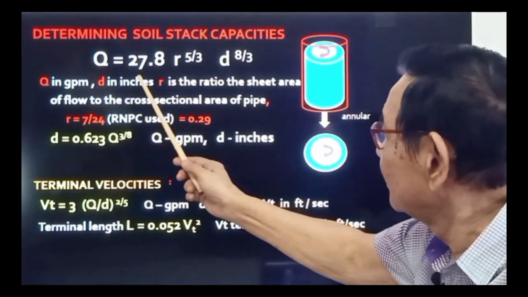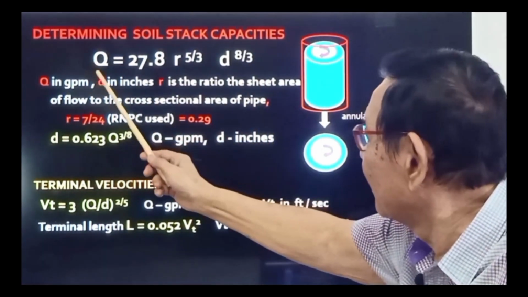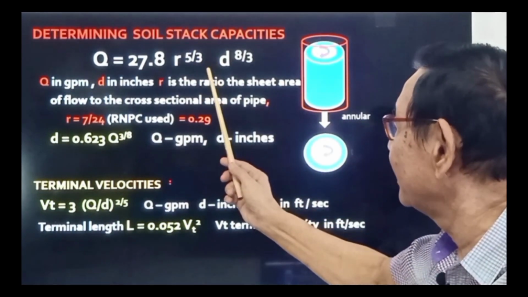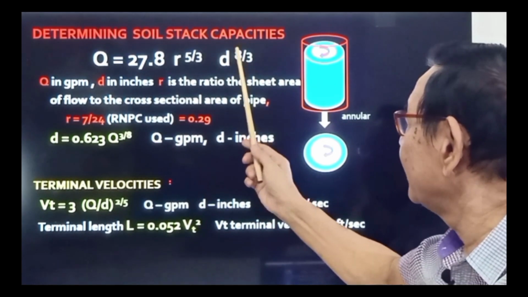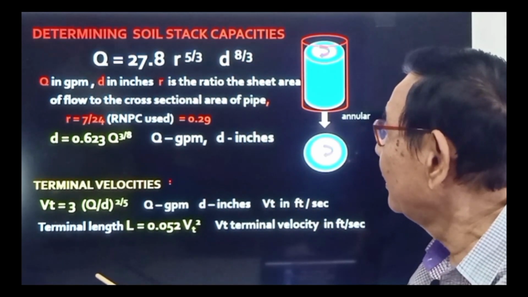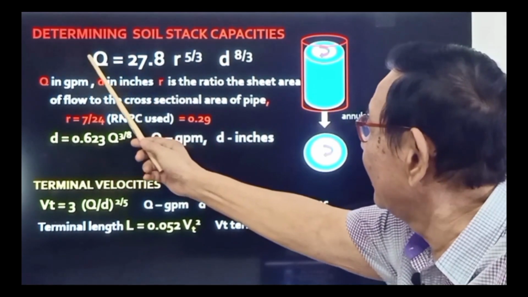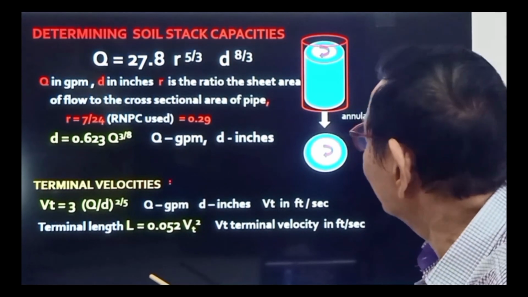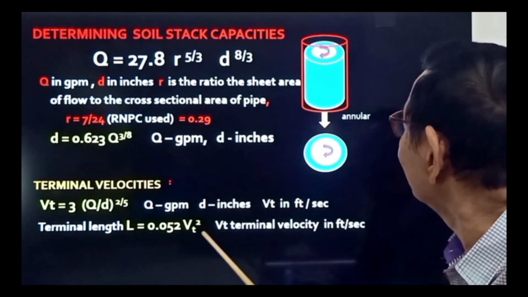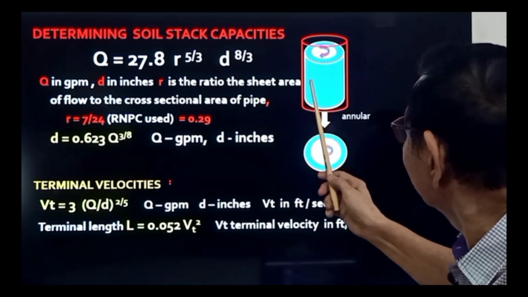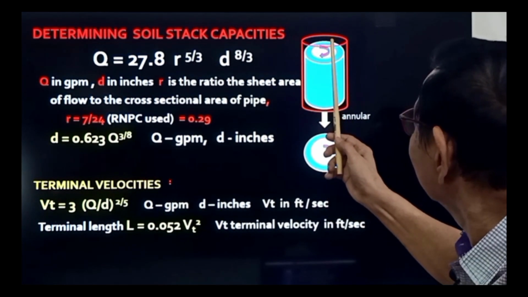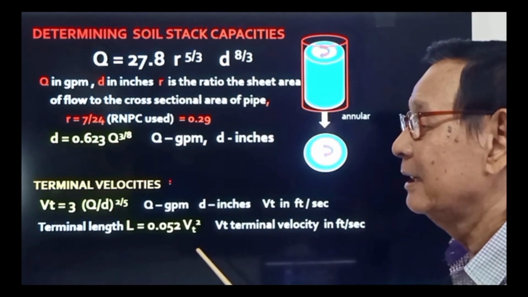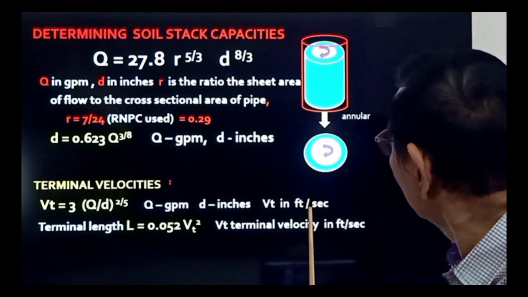This equation, Q is equal to 27.8 R raised to the power 5 over 3, D raised to the power 8 over 3, will give you the real GPM of the stack. You see the stack, there is an annular form. This is the water. At the center of the stack is the core of air that flows down below the stack.